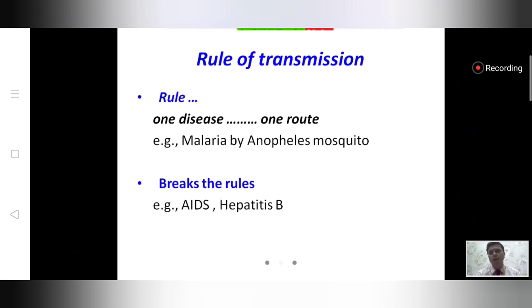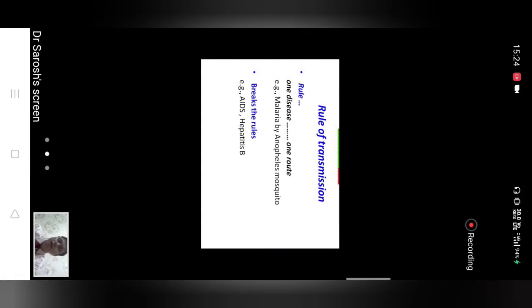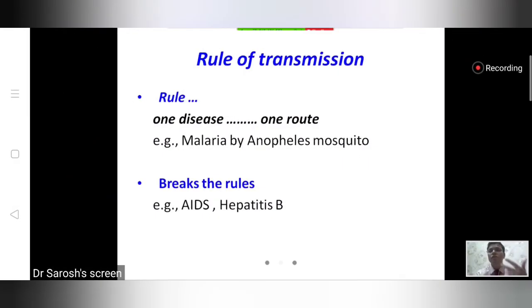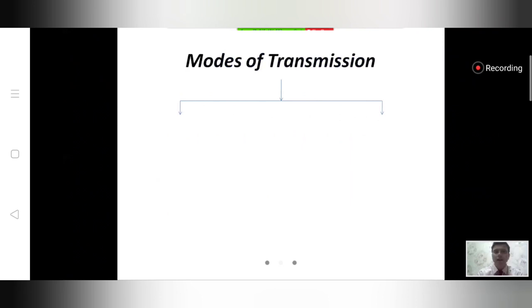There are many other diseases which break this rule, like HIV/AIDS and hepatitis B. HIV is transmitted by many routes: one is the sexual route, another is blood transfusion, fluid exchanges, inoculations, and injection procedures. These many routes are taken by one and the same agent. Let us see an overview of all the modes of transmission. We said they are direct and indirect. Let us see what those are.